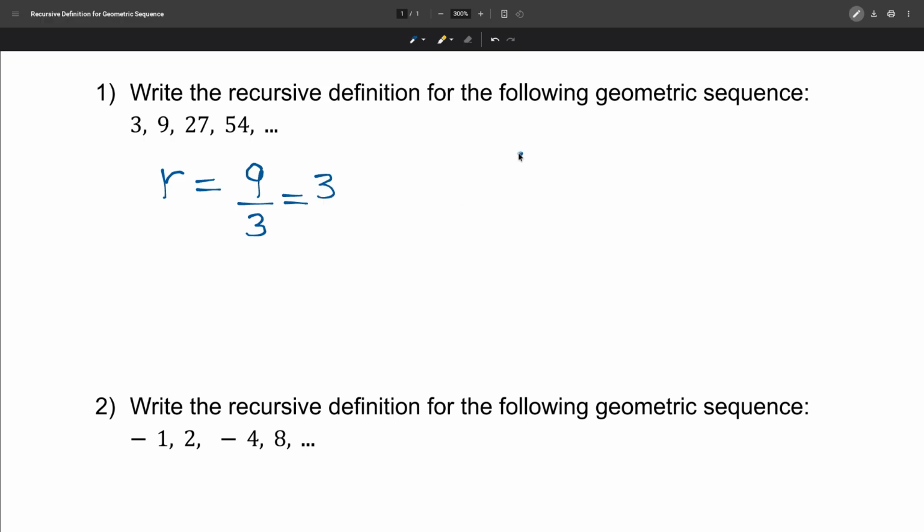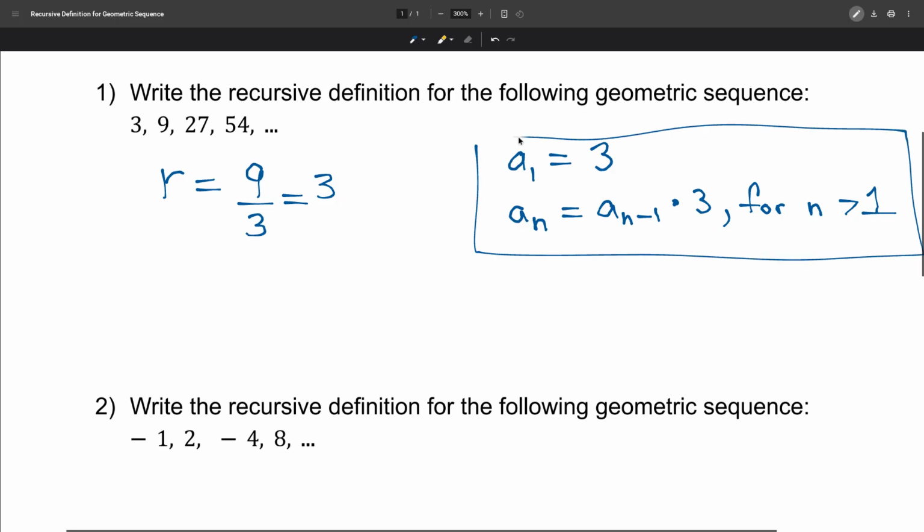So my recursive definition is going to include the two parts. The first term, a sub 1, that's 3. And then a sub n equals a sub n minus 1 times the common ratio of 3 for n is greater than 1. Okay, so that's my recursive definition there.